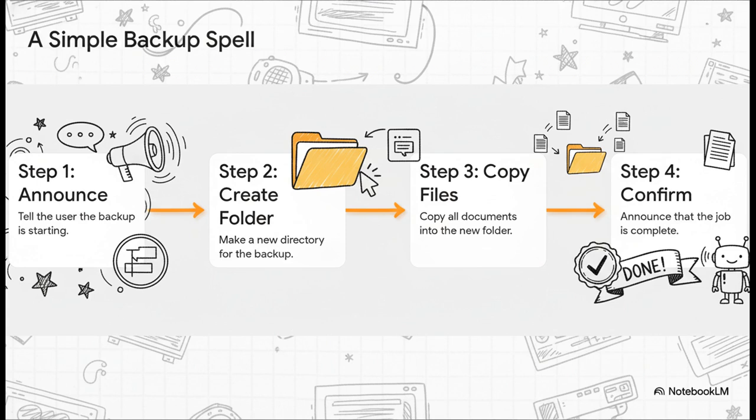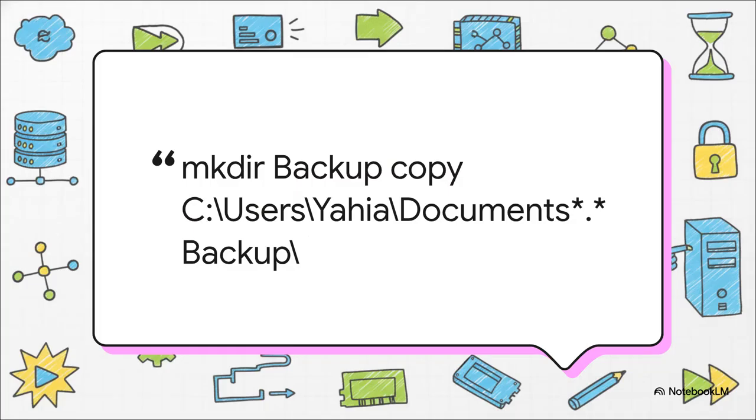First, let the user know what's happening. Then, make a brand new folder for the backup. Next, copy all the files over. And finally, let the user know the job's done. Simple. And this is the actual spell itself. Look how simple that is. mkdir backup. That just means make a directory called backup. Then the copy command grabs everything from your documents folder and puts it right in there. You just swap out Yaya with your own username. We just turned that simple logic into a real working automated task.